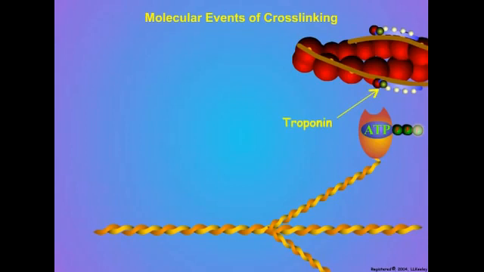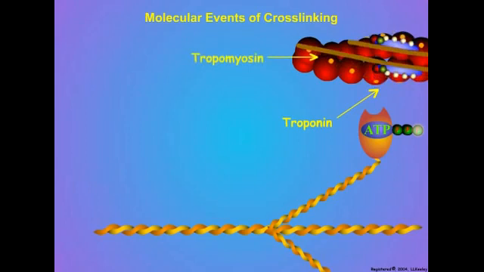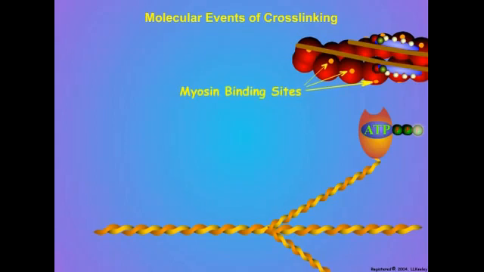Calcium-activated troponin causes a conformational shift in the protein tropomyosin, which winds around the actin helix and blocks the myosin binding sites on the actin molecules. This frees the actin molecules to bind the myosin head units. The contraction cycle starts with the myosin head bound to adenosine triphosphate, ATP.